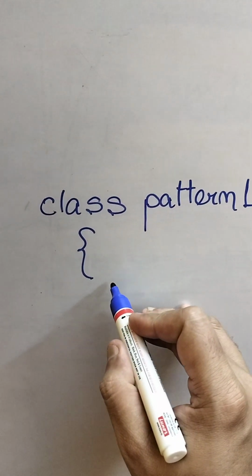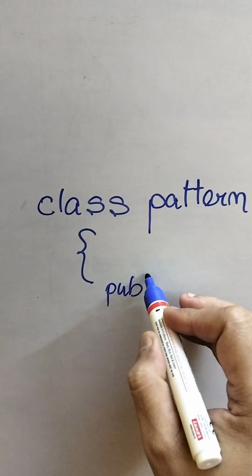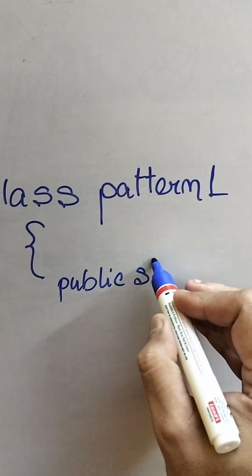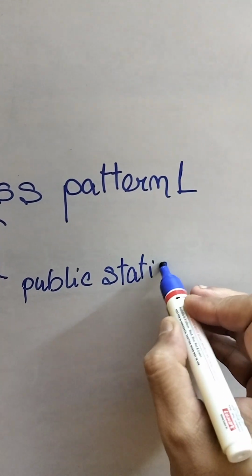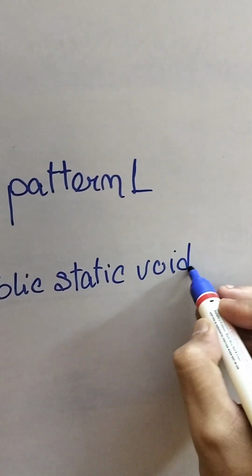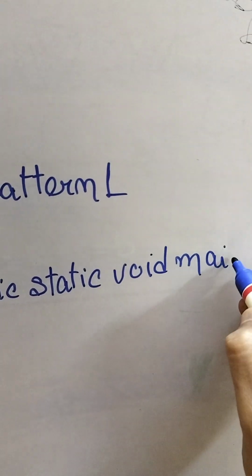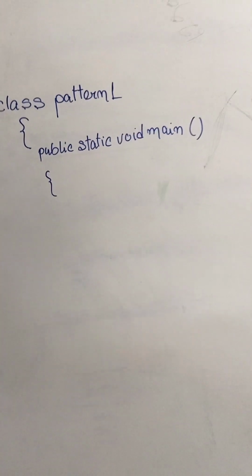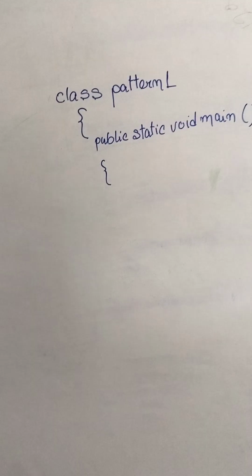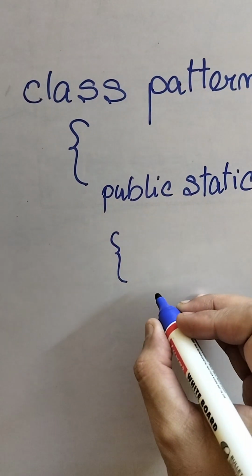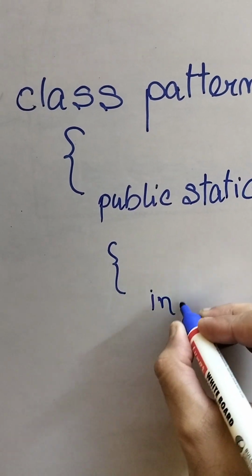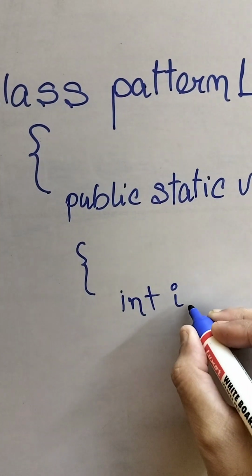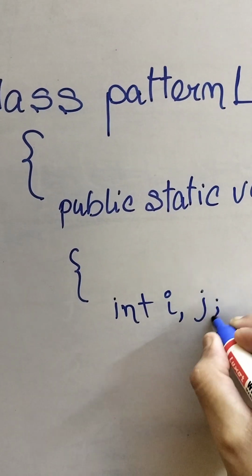Okay, now our next thing is to write public static void main. Okay, good. Now I have to declare the integer values, that is int i and j only now.